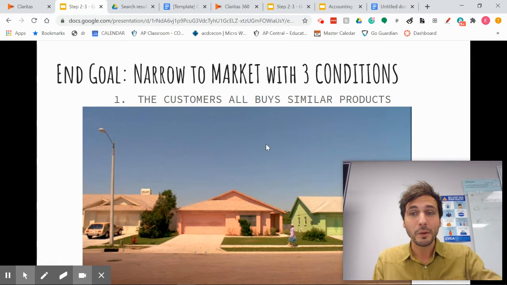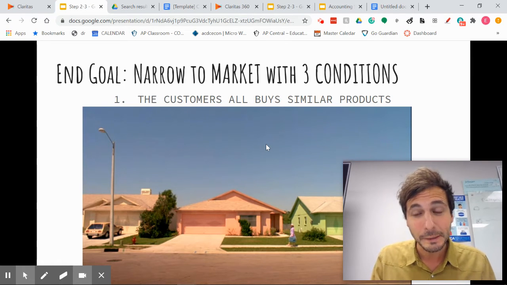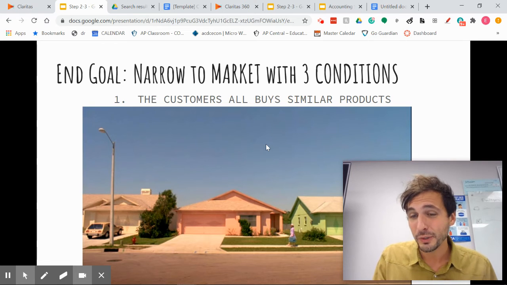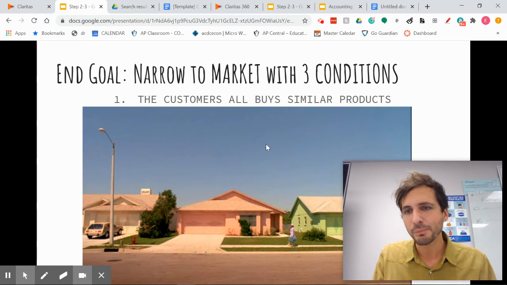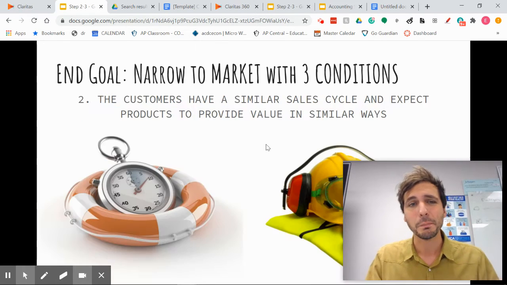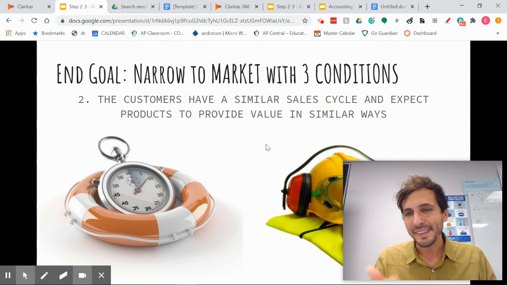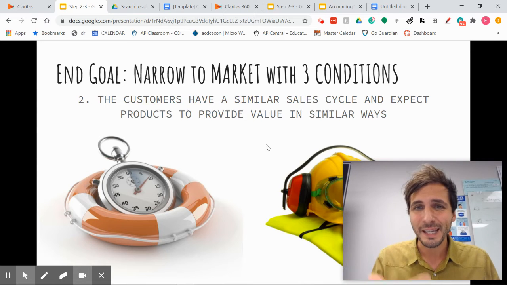And if I know what other products they buy, then I can look at what those products do successfully to figure out what I should do in order to win their business as well. So they buy similar products. Claritas does that for you. It talks about all the other things that they consume. That's important. Second, they have a similar sales cycle and they expect the products to provide the same value, or value in similar ways.